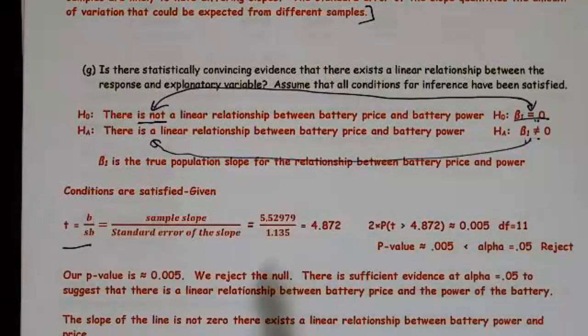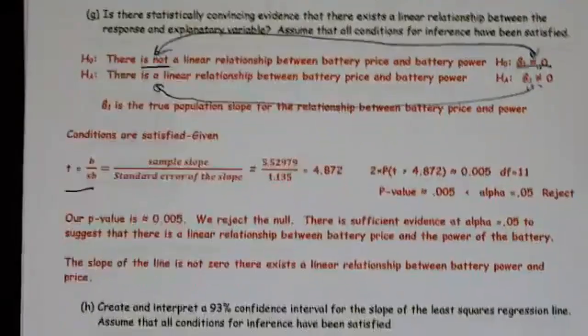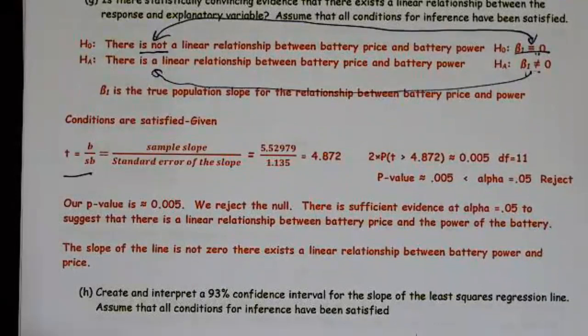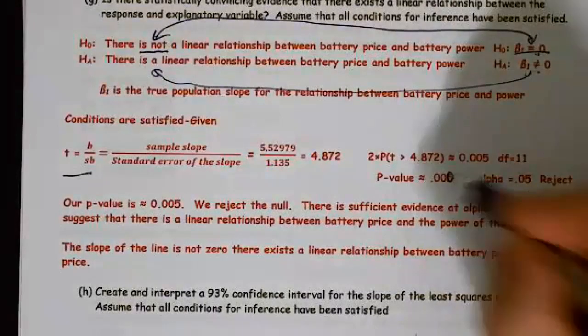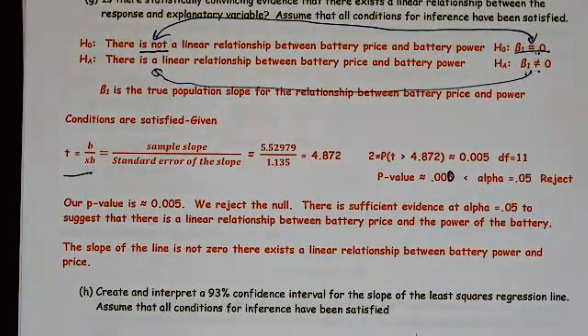So we reject. There is sufficient evidence at alpha equal to 0.05 to suggest that there is a linear relationship. Well, this should be about 0. There is a linear relationship between battery price and battery power. Okay, so the slope of the line is not 0.